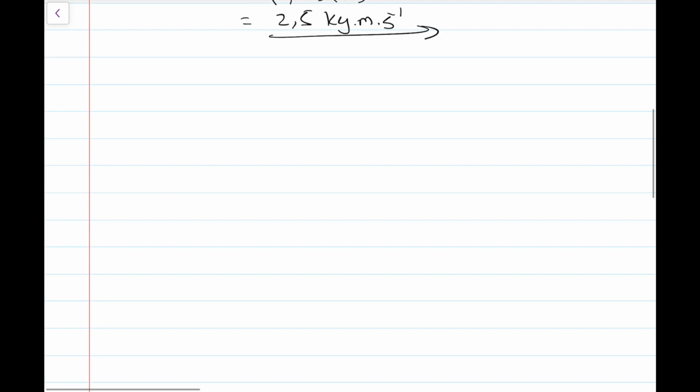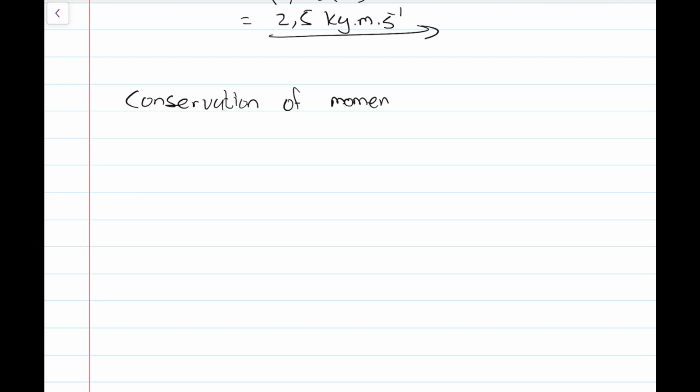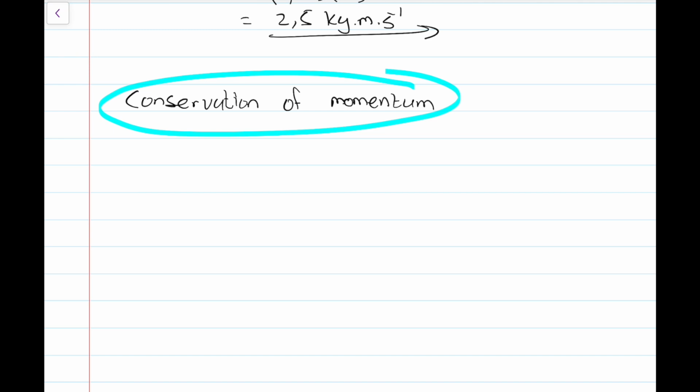Just to get into the basics, when we talk about conservation of momentum, which is the next step: what is conservation of momentum? Conservation of momentum states the following: that in an isolated or closed system, the total linear momentum remains constant.